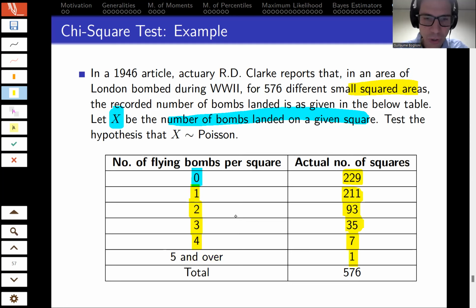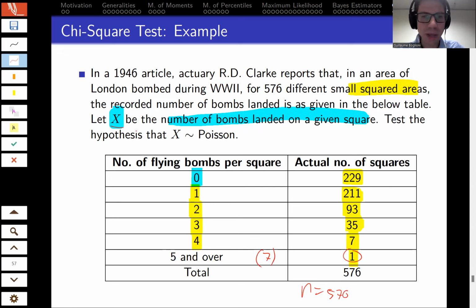By the way, I forgot to write it here: 5 and over, but there's only 1, and it was actually not 5. If you look at the actual data, it was 7. So in one area, 7 bombs landed. This total would be our sample size, because here we model X, the number of bombs in one given square. In total we have 576 squares, which is the sum of all those numbers.